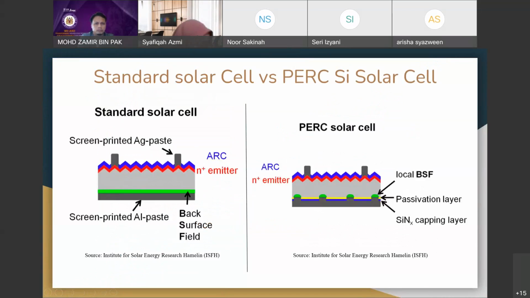Okay, so I will continue with the fabrication process of PERC solar cell. As you can see here, I attached the difference between a standard solar cell versus a PERC silicon solar cell. Okay, next slide.